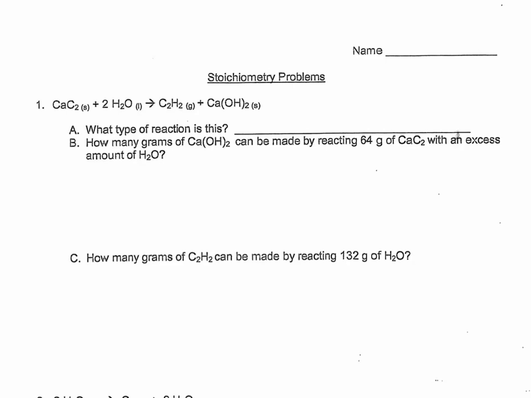So when we look at 1A there, what type of reaction do we have there? I see we've got a compound. We've got another compound. So that's going to be a double displacement reaction.